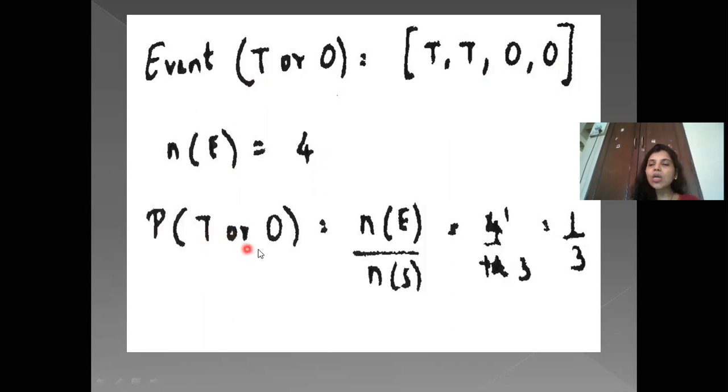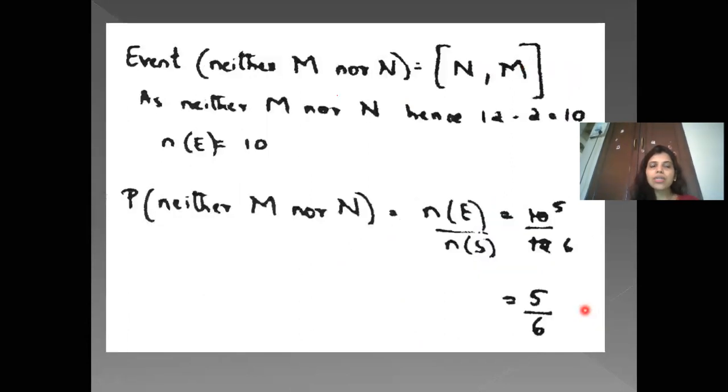Probability that it is T or O. Remember that whenever the word or is there, both the possibilities you have to include. So both T's and both O's you are going to include. But if it is T and O, then it will be 0 possibility, because both conditions cannot be satisfied in one possibility. Whenever the word and is there, it has to be one event satisfying both the conditions. So number of events upon number of sample space, that is 4 upon 12. 4 ones are 4, 4 threes are 12, so it's 1 upon 3.